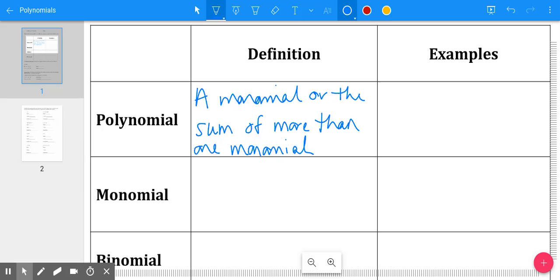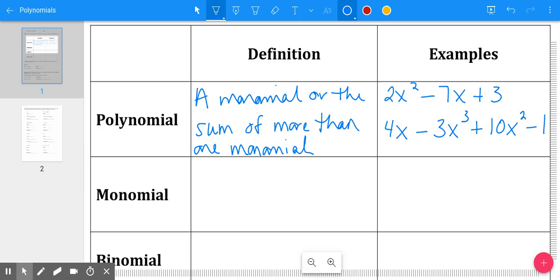So if we record a couple examples, maybe we have 2x squared, which is a monomial, minus 7x plus 3. So that's a polynomial with 3 different terms in it. Maybe another example would be something like 4x minus 3x cubed plus 10x squared minus 1. That's an example of a 4-termed polynomial.